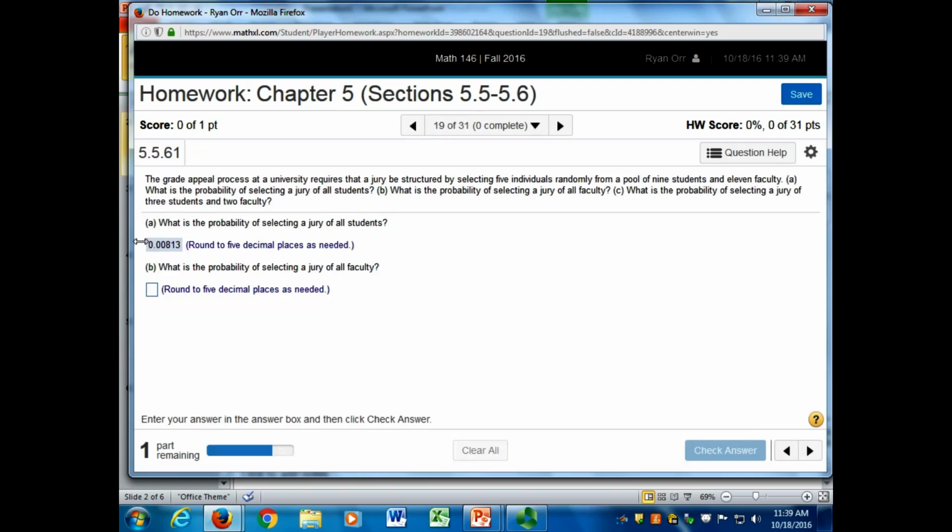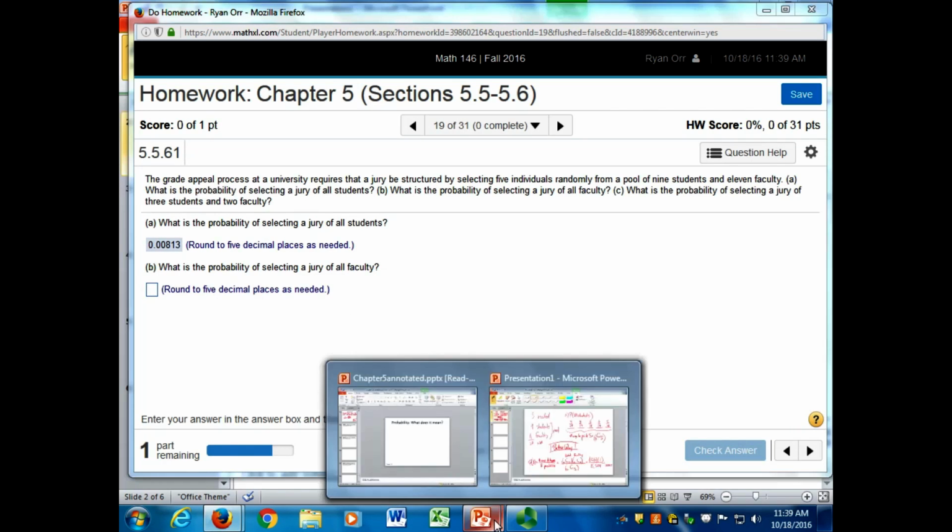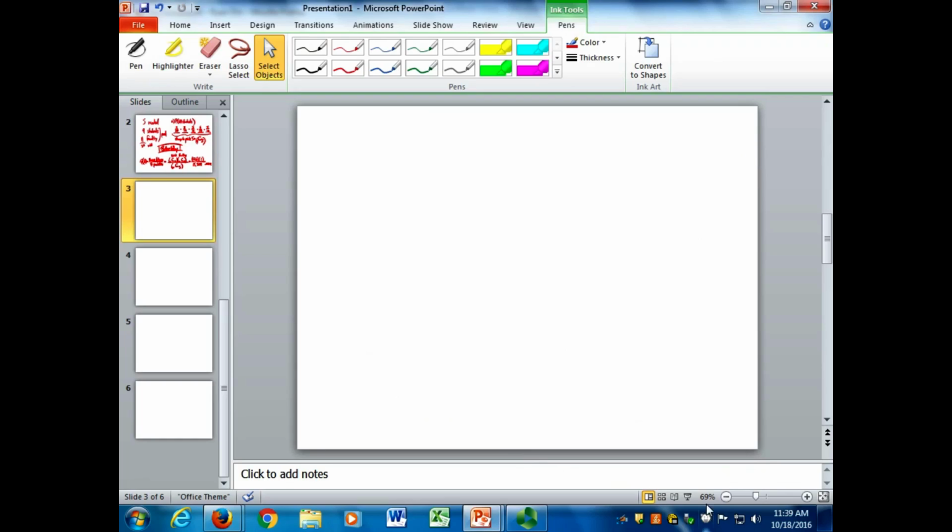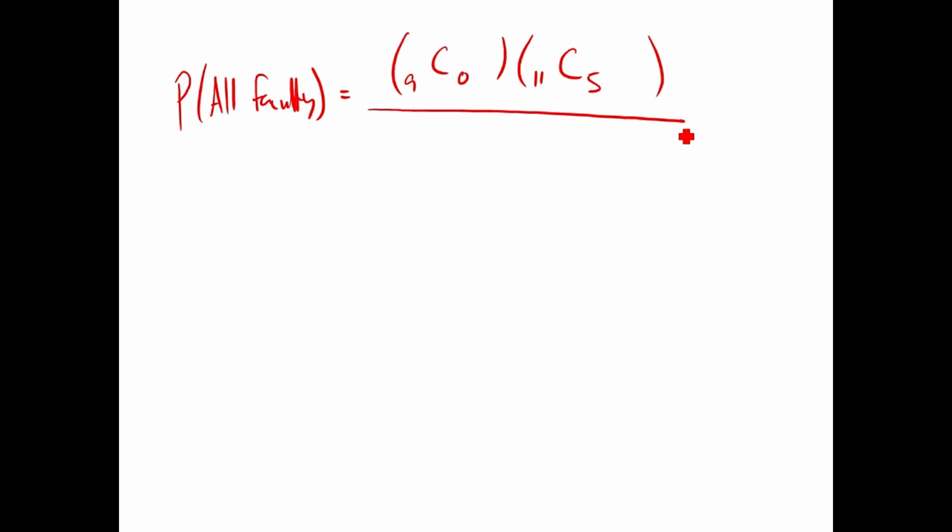When we get to part B, it's all faculty. So the setup is going to be pretty much the same. In this case, if we want the probability of all faculty, then from the 9 students, we want none of them. And from the 11 faculty, we want all 5 of them. And downstairs still in total, there's 20C5 ways to pick our jurors. So same format. You can get that.